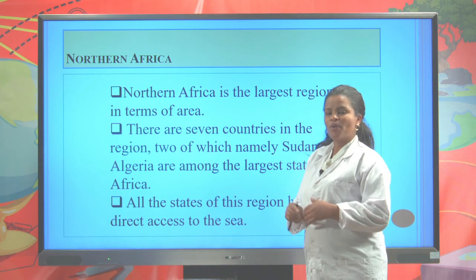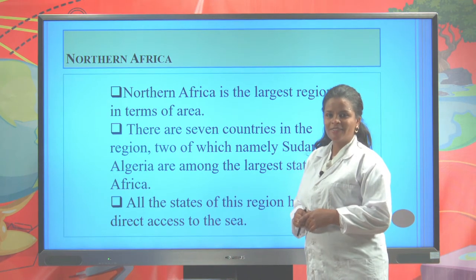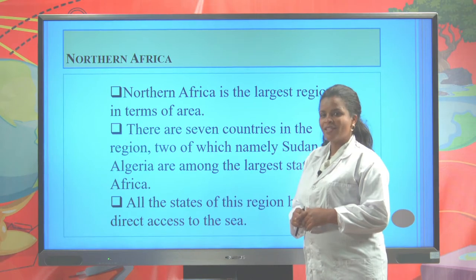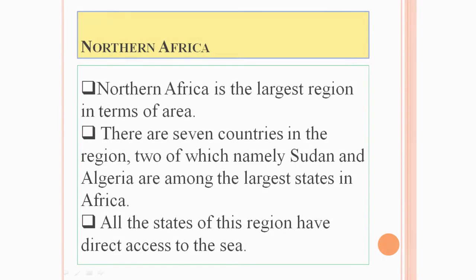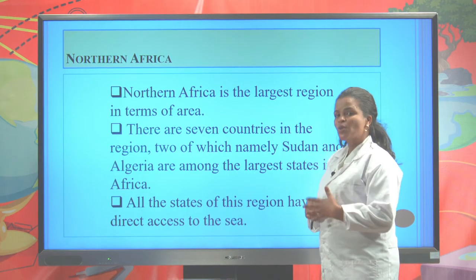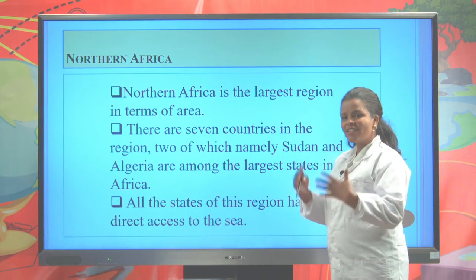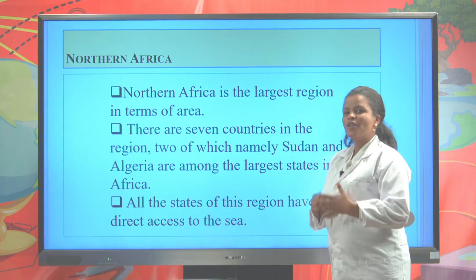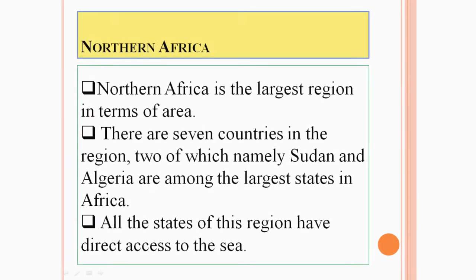Let's proceed to the second region of Africa, that is Northern Africa. Northern Africa is the largest region in terms of area. There are 7 countries in this region, 2 of which, namely Sudan and Algeria, are among the largest states. And all of the states of Northern Africa have direct access to the sea.